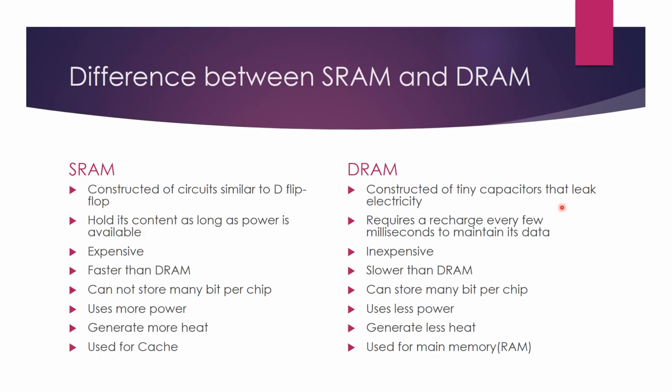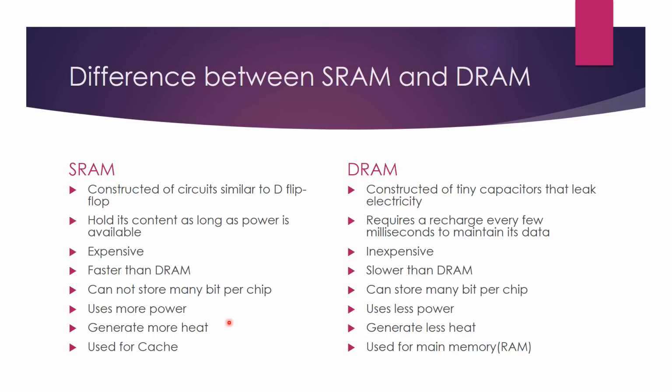are constructed of tiny capacitors, छोटे छोटे capacitors होते हैं, that leak electricity. SRAM holds content as long as power is available, but DRAM requires a recharge every few milliseconds to maintain its data. SRAM is expensive, DRAM is inexpensive. SRAM is faster, DRAM is slower than SRAM. SRAM cannot store many bits per chip because it uses flip-flops, and DRAM can store many bits per chip.